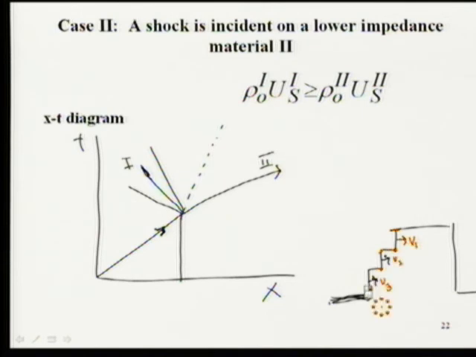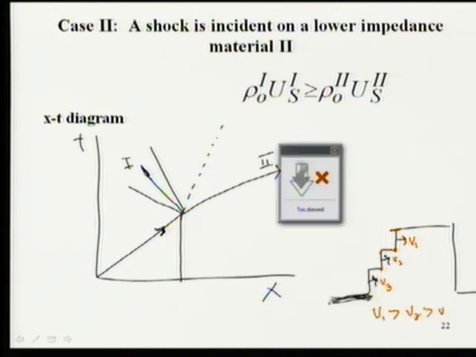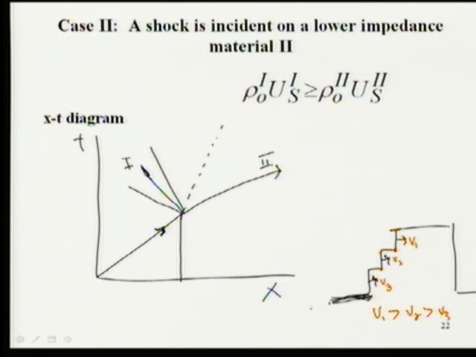Well, V1 is greater than V2, which is greater than V3. So that's why you have the fan. And again, remember the slope of the curves in the XT diagram is 1 over the velocity. So the highest velocity, this V1, is going to be this one. So it'll be 1 over V1. This will be 1 over V2. And this would be 1 over V3, which is the slowest, which gives you the highest slope in the XT diagram.